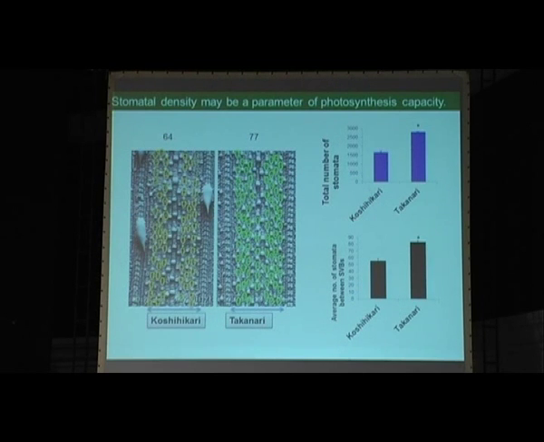This photo shows a microscope image of the leaf surface of Koshihikari and Takanari. I emphasize the position of stomata with the colored circles. You can see the number of stomata between small vascular veins in Takanari is larger than that in Koshihikari.